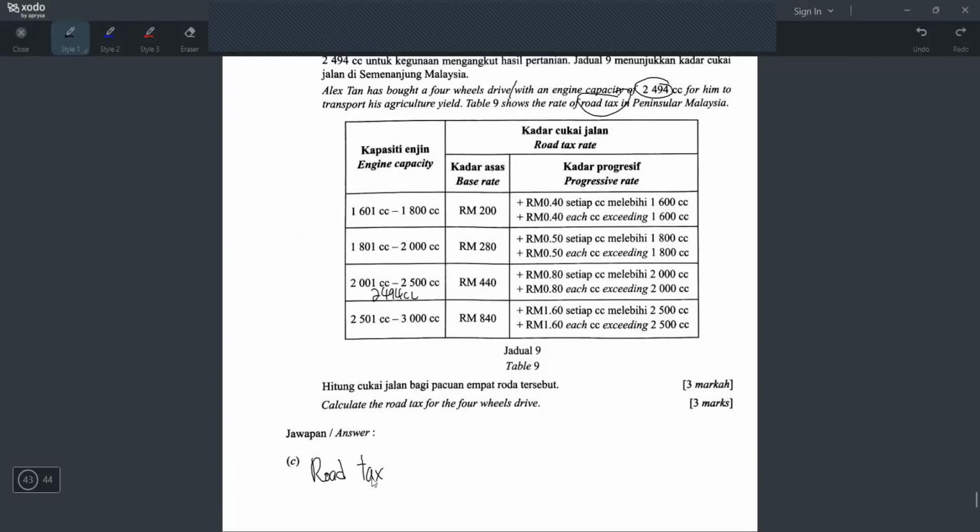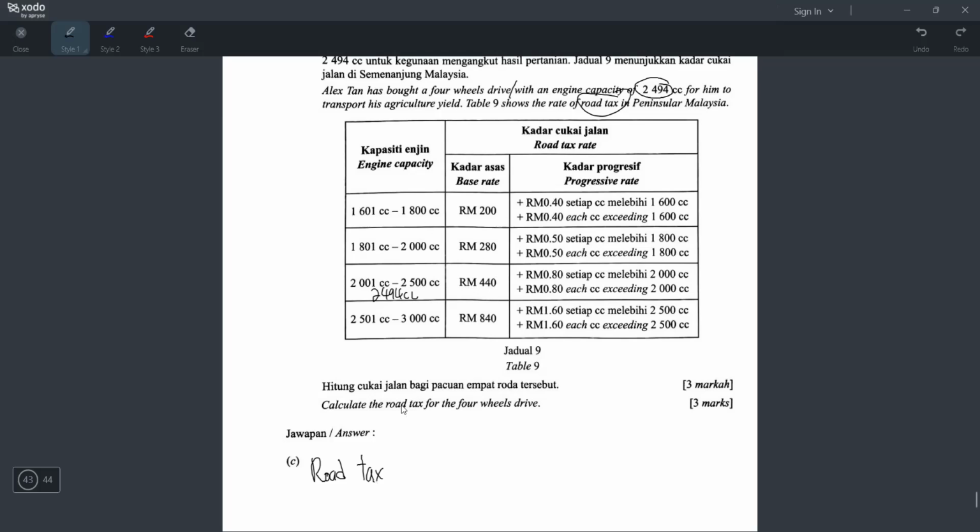Like motor insurance, there's a lot of things you have to hafal. You have to hafal Semenanjung, kalau comprehensive for Semenanjung macam mana, kalau comprehensive for Sabah Sarawak macam mana. Yang tu banyak benda kena ingat. But for Rotax it's very easy. Okay, how to calculate Rotax? You just refer to your table.